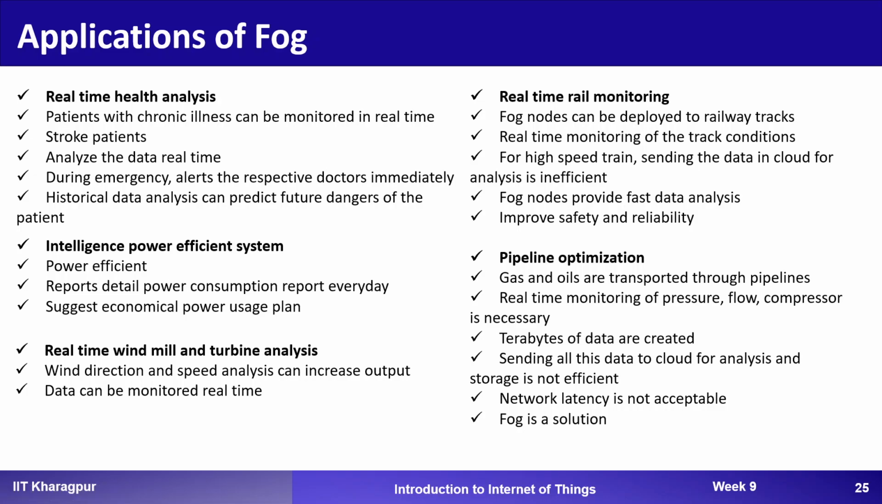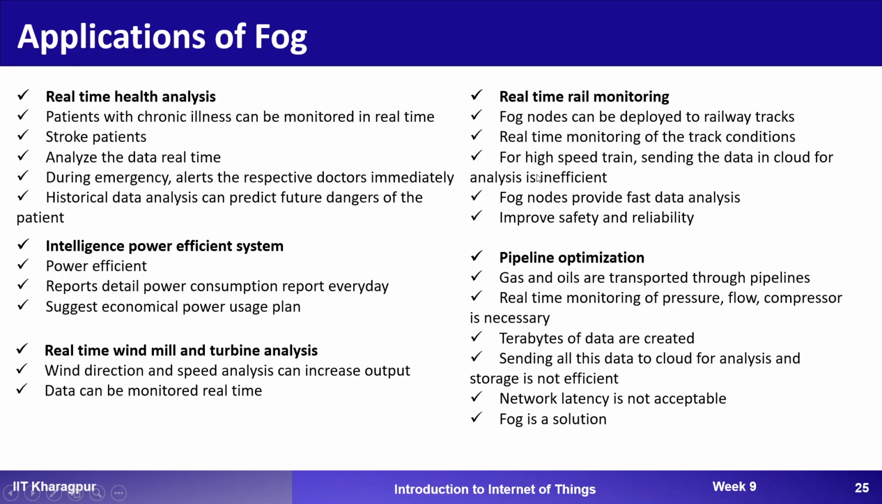The next application of fog computing is an intelligent power efficient system. Fog computing is power efficient. It reports a detailed power consumption report of every day and also suggests an economical power usage plan. The next application is real-time windmill and turbine analysis. Wind direction and speed analysis can increase the output. Data can be monitored in real time with the help of fog computing.